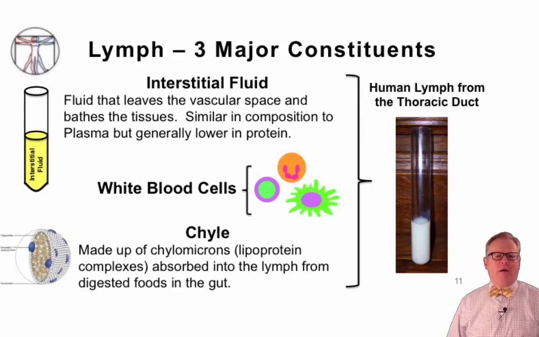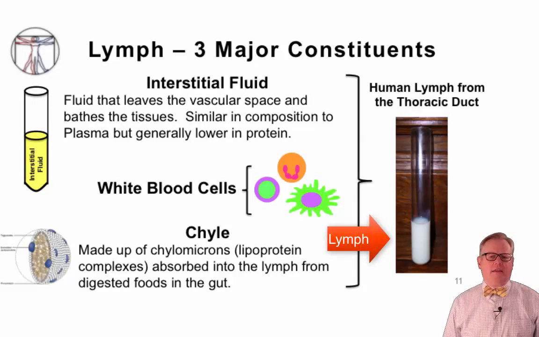Now on the right, you see that the lymph has a very milky appearance because of the white blood cells and the chyle that is present in the lymph. This is lymph that has been drawn from the thoracic duct of a patient.